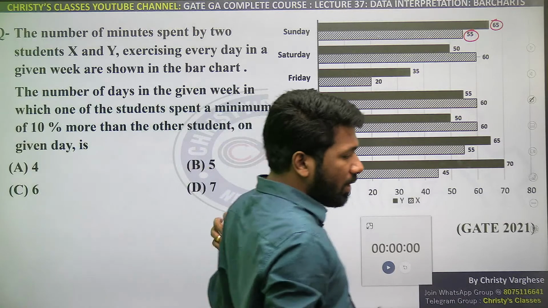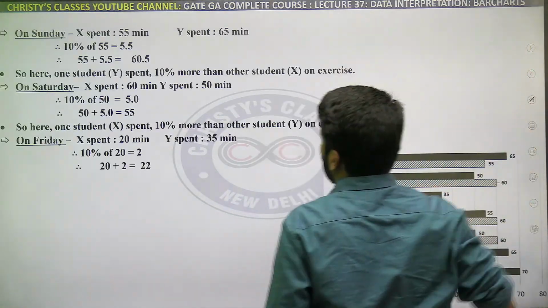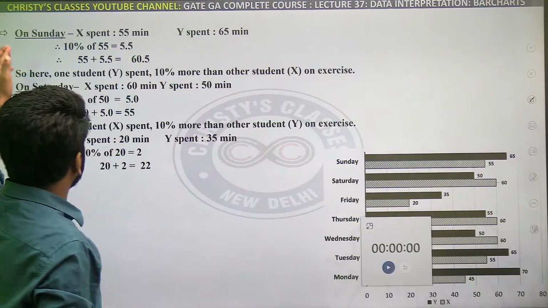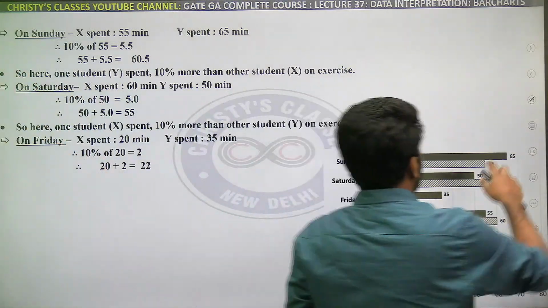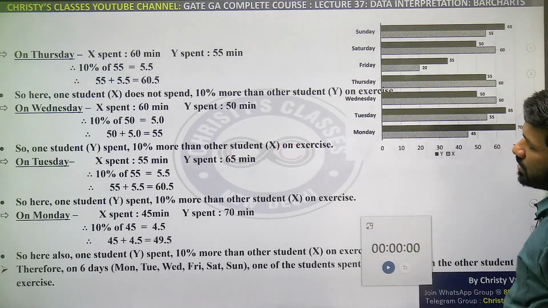Yeah, if your mental math skills are good, you can directly say that. Otherwise, you can list it out like this. I have listed it out for you. So Sunday, Saturday, Friday, Thursday, Wednesday, Tuesday, Monday.